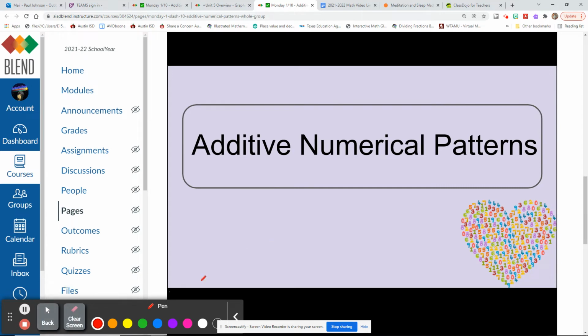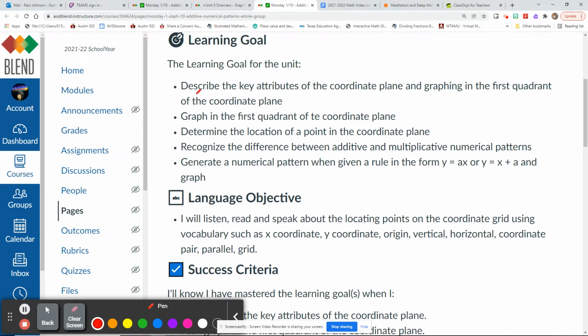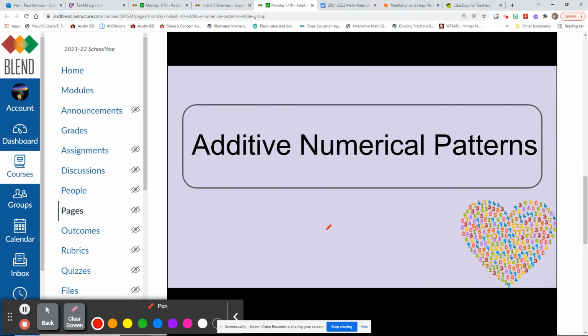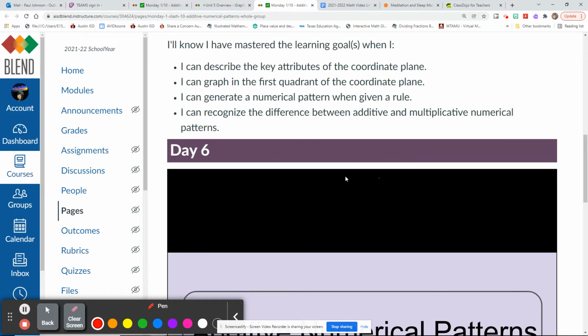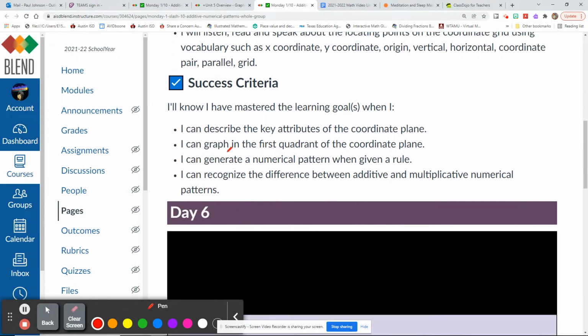All right, so if we look at our objectives up here, our objectives are to describe the key attributes of the coordinate plane and graphing in the first quadrant of the coordinate plane. So your x-axis is your horizontal axis, your y-axis is your vertical axis, and the place where you start is the origin, and that is 0, 0. It has an x of 0 and a y of 0. So those are your key attributes, and then you can graph in the first quadrant. We've done that. We'll do that again today.